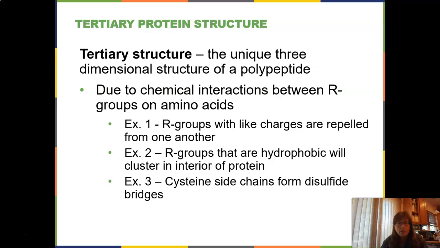And it's due to the interactions between various R groups that are on each of these amino acids. We're going to look at R groups again, but the R groups now are going to interact. Some of them are going to be attracted to each other, some are going to be repelled from one another, and some are going to form bridges, like I was showing you earlier, between sulfur. That's called a disulfide bridge.